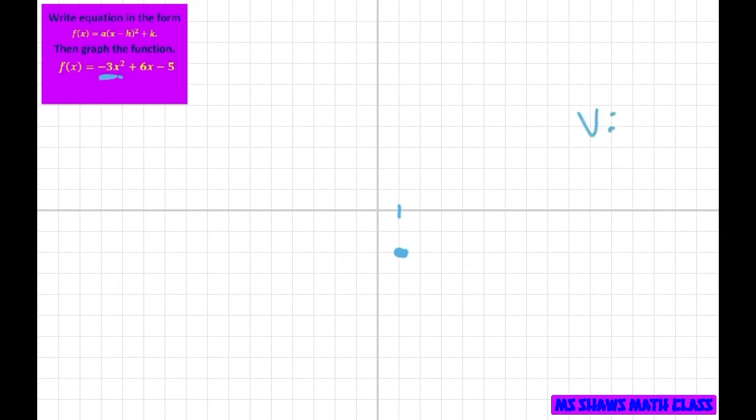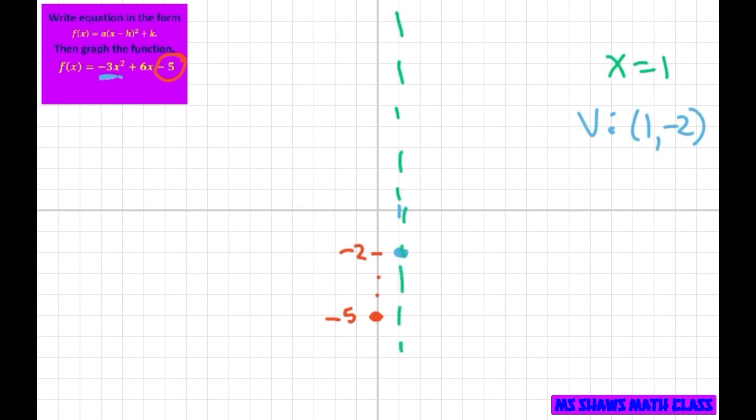So the vertex was what? 1 comma negative 2. We can also tell it opens downward from our y-intercept, which is negative 5. Negative 2, negative 3, negative 4, negative 5. So that means it's crossing through here. Our axis of symmetry was x equals 1. So you can draw that. That means this graph is symmetric about the line x equals 1.